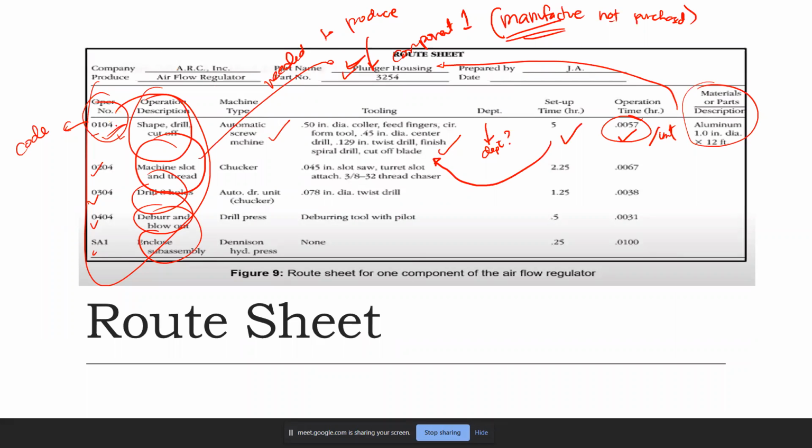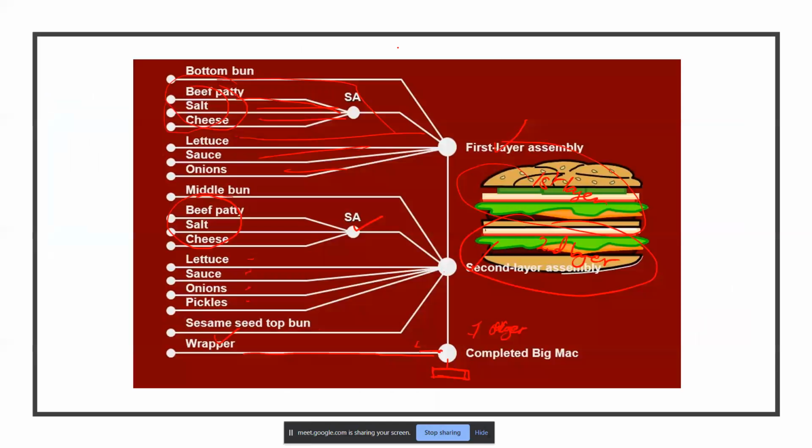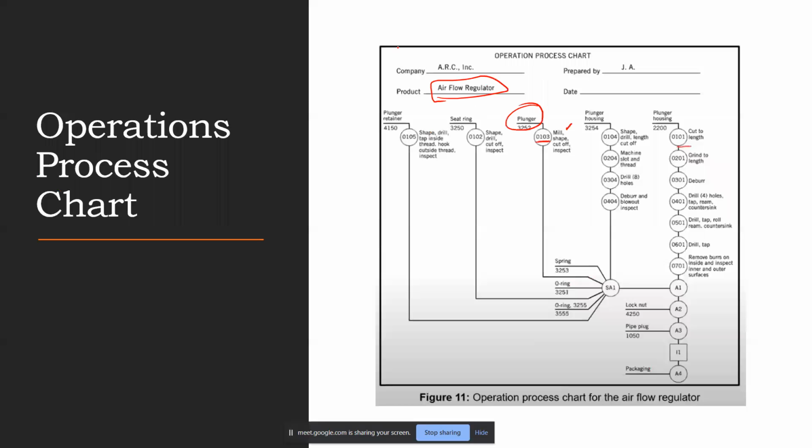Ayan, O1, ito na lang, O1, O4 yung gamitin natin. Housing pala po ito, housing. So, sala po tayo ng tinignan. Yung O1, O4, ito siya. Ito pala yun. So, kung mapapansin nyo, ito yung part number, ito yung coding in the route sheet.